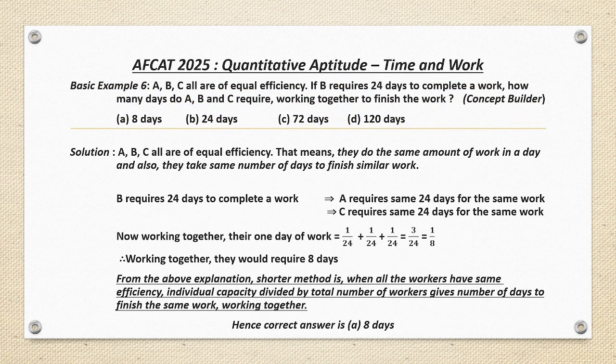Next, A, B, C all are of equal efficiency, and B requires 24 days to complete a work. Then working together, how many days do they require? Okay, here the key point is A, B, and C, all the three are of equal efficiency, right? So when B requires 24 days, it means A also requires 24 days, C also requires 24 days.